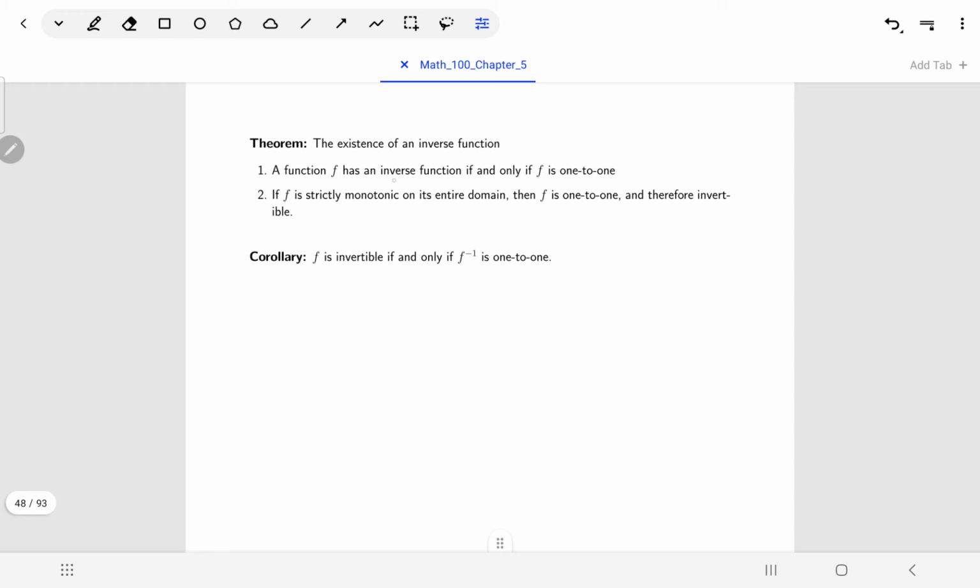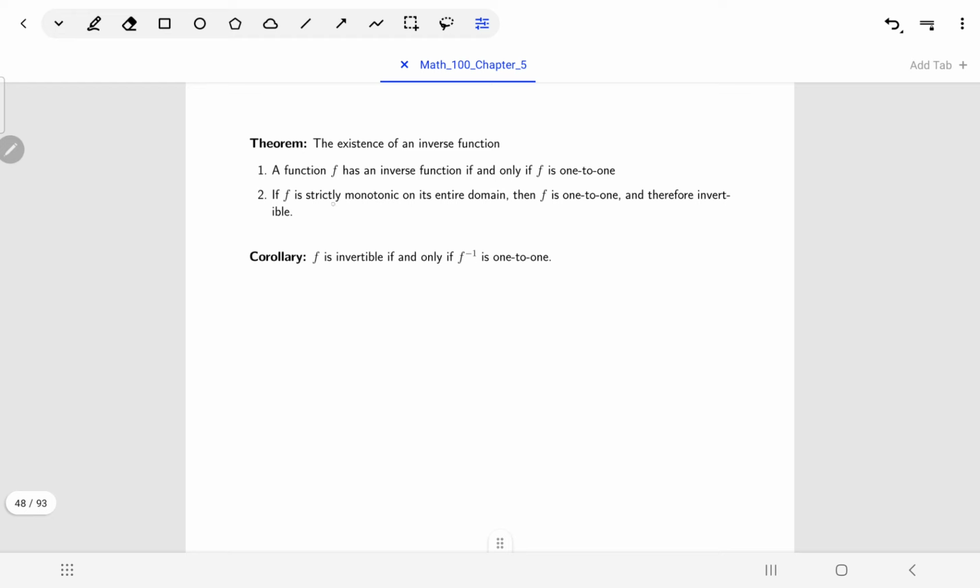So firstly, a function will have an inverse if and only if it is one-to-one. That means if you know that you have an inverse, then you're guaranteed that the function is one-to-one. And also, if you know that a function is one-to-one, then it must also have an inverse. So this is a two-way street for part one. The second statement is not. It's strictly an if-then statement.